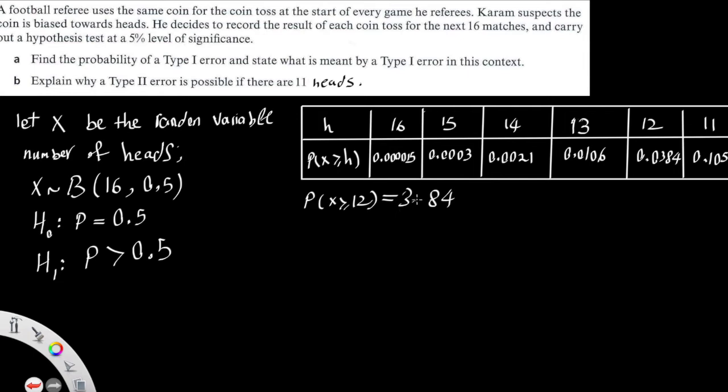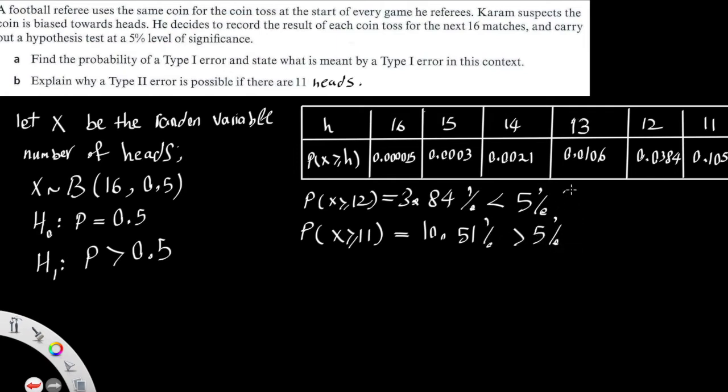It is actually 3.84%, which is less than the 5% significance level given in the question. So it means that 12 is in the rejection region. The probability of X greater or equal to 11 is 10.51%, which is more than the 5% level of significance. It means that 12 is the critical value. It means that if you have 12 heads or more, you will conclude that this coin is actually biased towards heads.